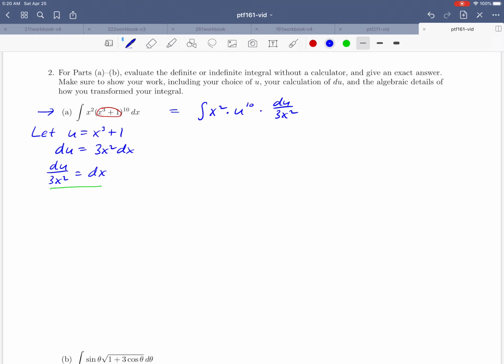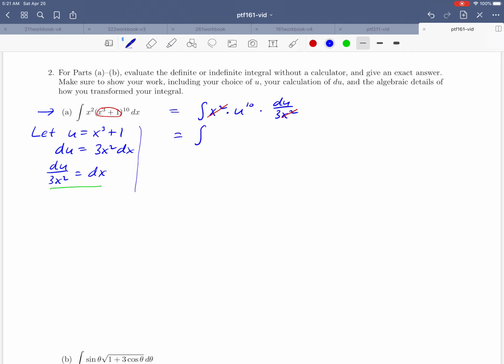Okay, and generally what we hope for is cancellation in this case. Notice that we've got an x squared in the numerator and the denominator, and so those cancel. And that's generally a good sign when that happens. You can get all of your original variable to go away. That's a sign that you probably made a good substitution.